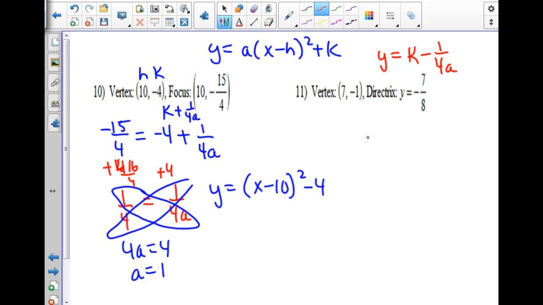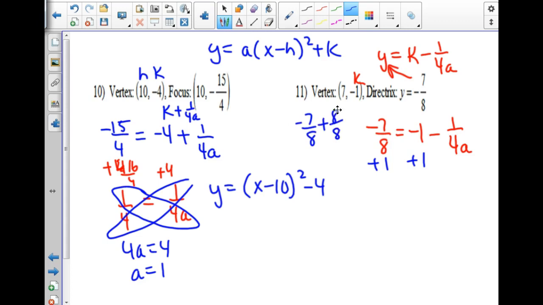k is negative 1 in this problem, so I'm just going to replace the k with the negative 1 and the y with negative 7/8. So negative 7/8 is equal to k, negative 1, minus 1 over 4 times a. We will need to add 1 to both sides. When you add 1, negative 7/8 plus 1, where 1 can be written as 8 over 8, that would be just 1/8 equals negative 1 over 4a.